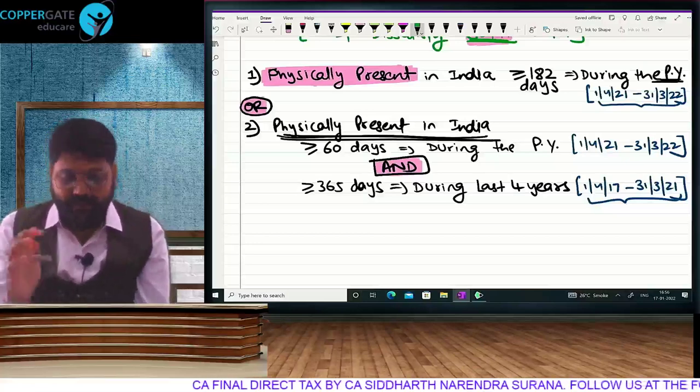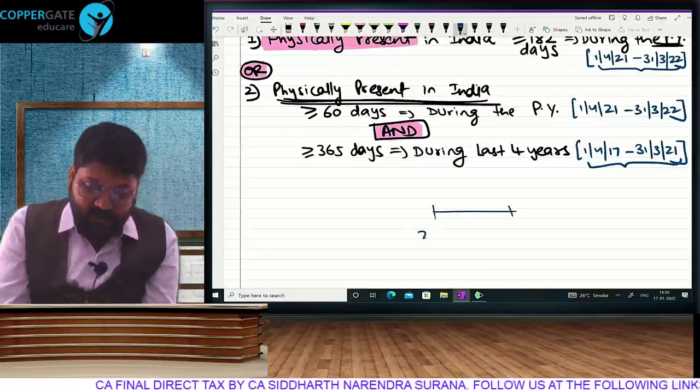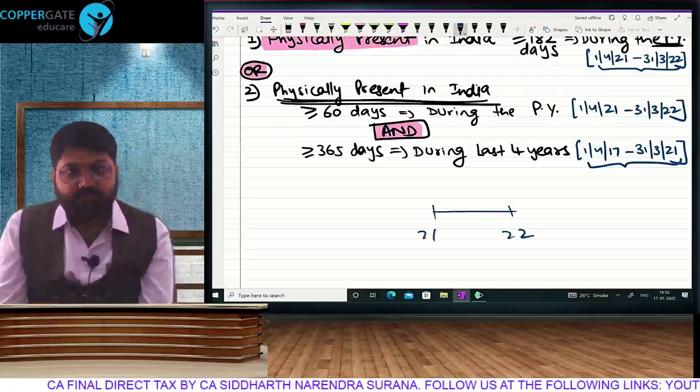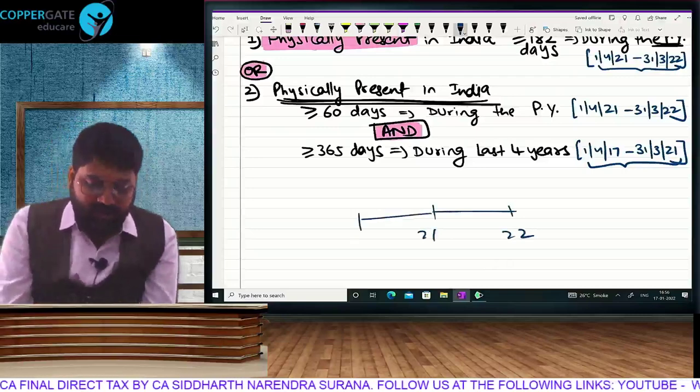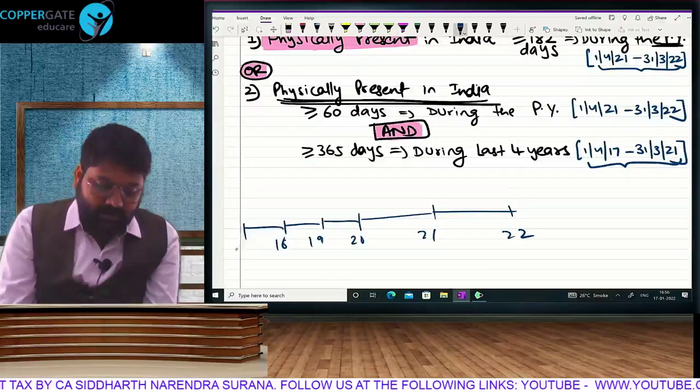365 in the last 4 years. See if you understand diagrammatically like this. Supposing this is your 21-22, and these are your last 4 years. So, say 2021, 1920, 1819, 1718.